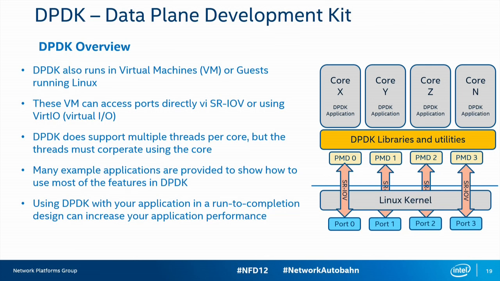So the next thing is DPDK will run in a VM or it'll run in a host space, if you want to call out that Linux user. And in the VM, you can also then map virtual functions or SR-IOV entities directly into the VM, or you can have another mechanism, which is VirtIO, between the guest and the host that does the actual data movement to the NICs.